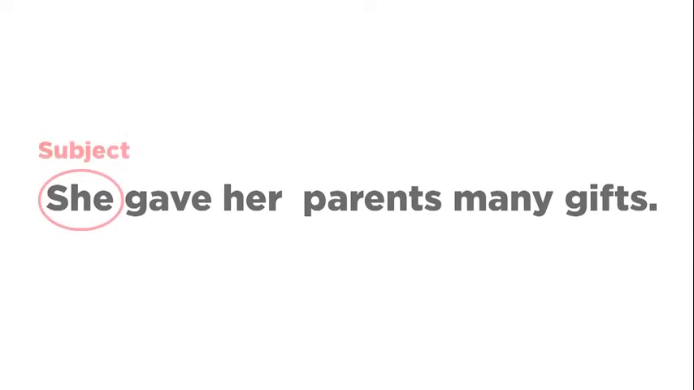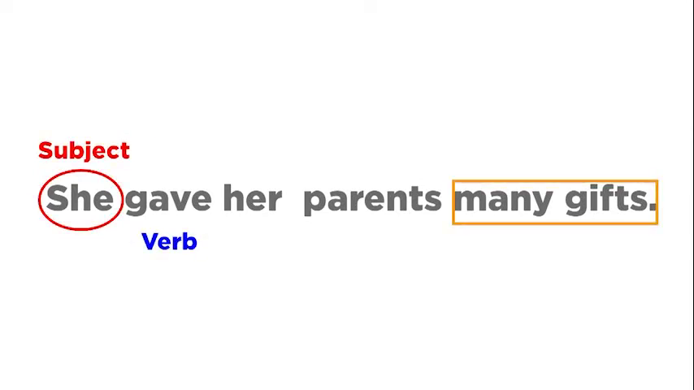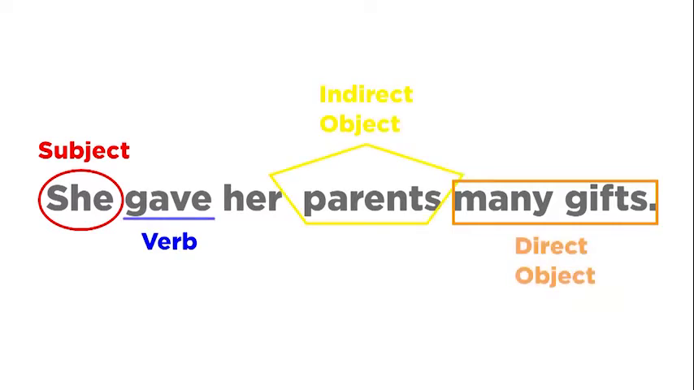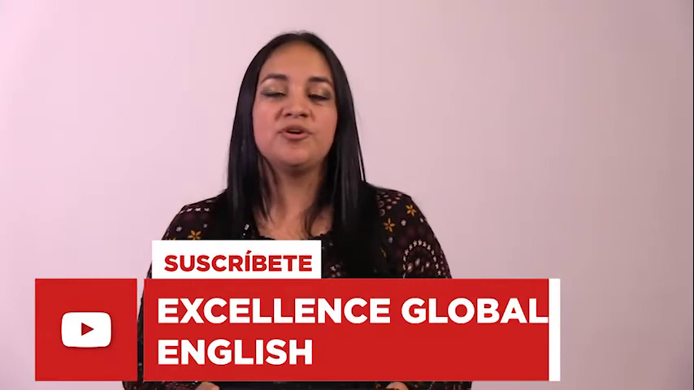Finally, we have our last example. She gave her parents many gifts. So, we have the subject, the verb, the direct object, and just before the direct object, we have parents, which is our indirect object.